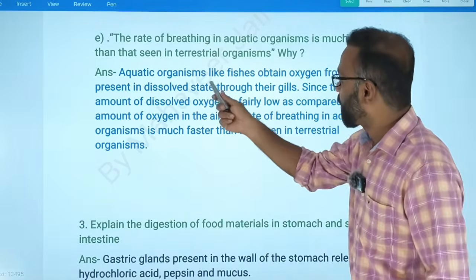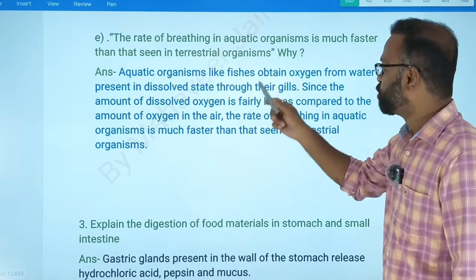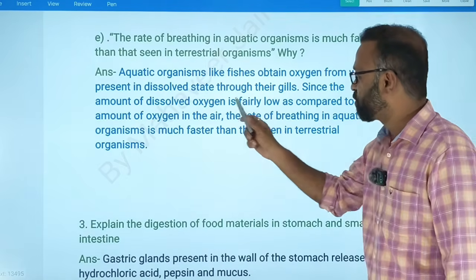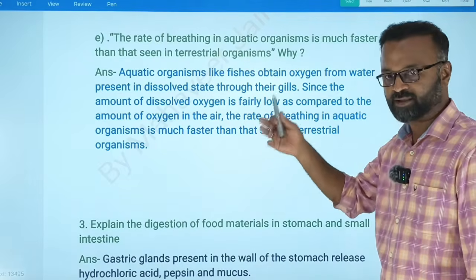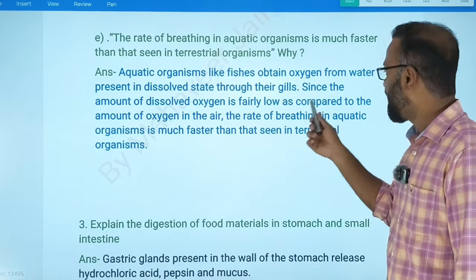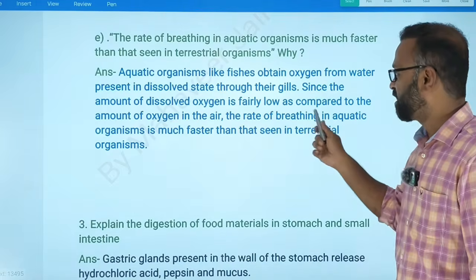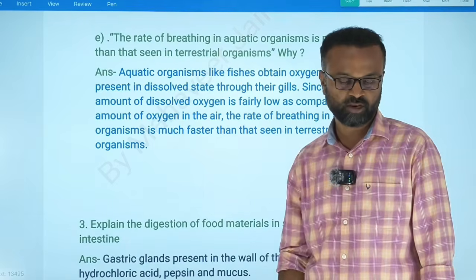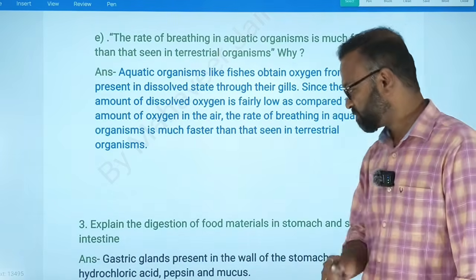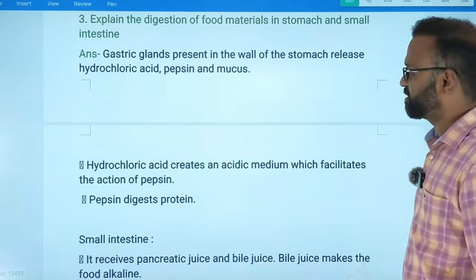See here, aquatic organisms like fishes obtain oxygen from the water present in the dissolved state through their gills. Since the amount of dissolved oxygen is fairly low, as it will not dissolve completely, the oxygen level is low compared to the amount of oxygen in the atmosphere. The rate of breathing in aquatic organisms is much faster than in terrestrial organisms. Yes, clear? Very good.